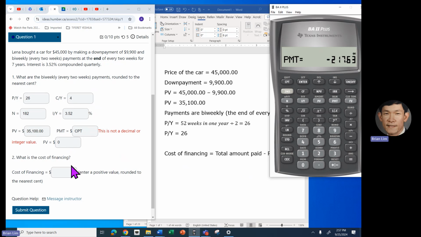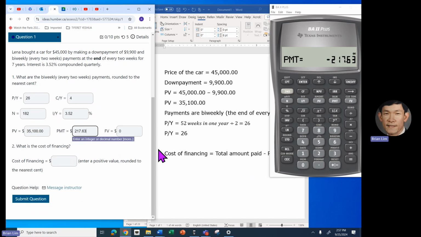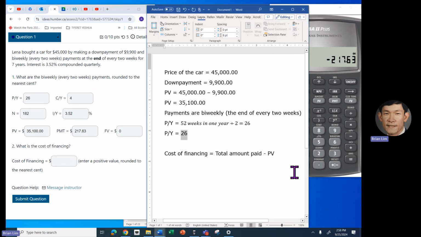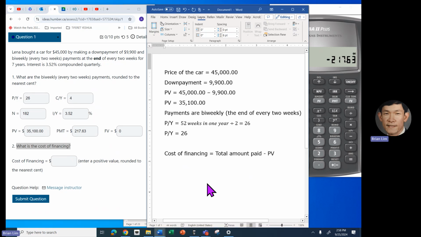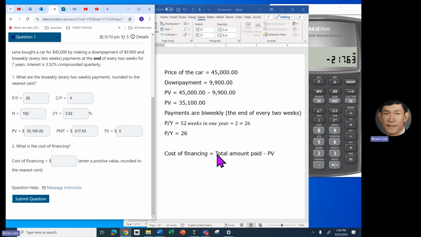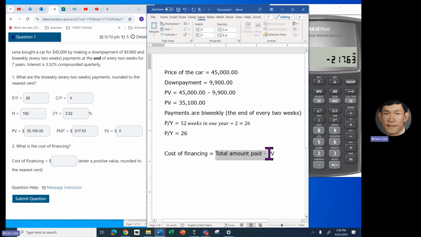The payments will be, each of them, how much? Well, $217.63. So that is the amount for each payment. Now we have to calculate down here the cost of financing. The cost of financing would be the total amount paid minus the present value, which is the amount that was borrowed, the $35,100.